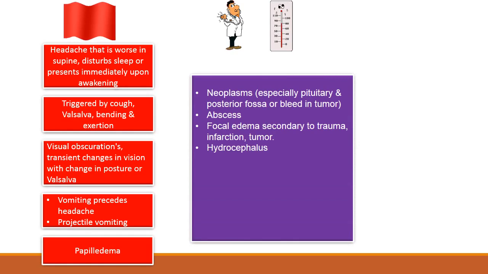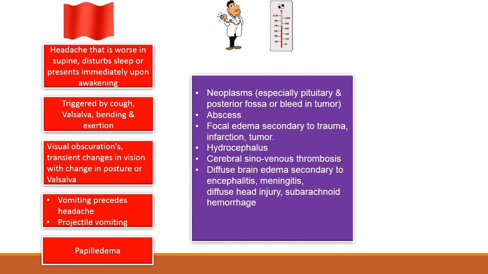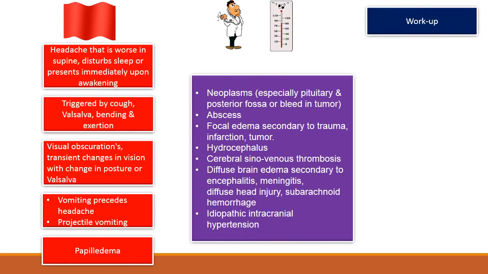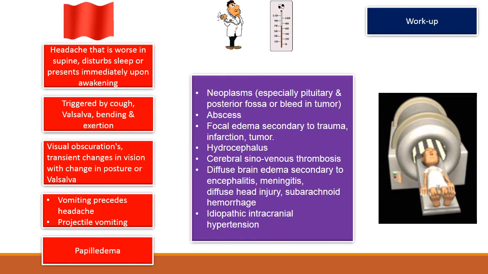secondary to trauma, infarction, tumor, hydrocephalus, cerebral venous sinus thrombosis, diffuse brain edema secondary to encephalitis, meningitis, diffuse head injury, subarachnoid hemorrhage, or idiopathic intracranial hypertension. Workup for these conditions should proceed with neuroimaging.